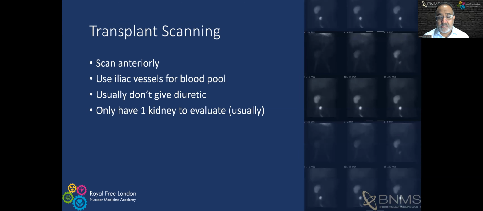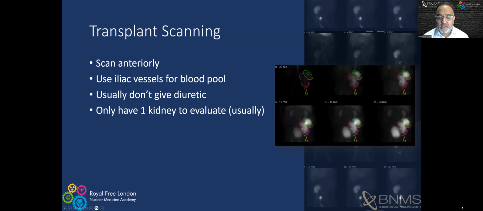There are a few key differences between the transplant MAG3 and the native kidneys. Most importantly, we're scanning anteriorly. We use the iliac vessels for our blood pool reference, and we usually don't give a diuretic except if we're specifically looking for obstruction. You also only have one kidney to evaluate, except in some cases you might have a dual kidney transplant, such as this.